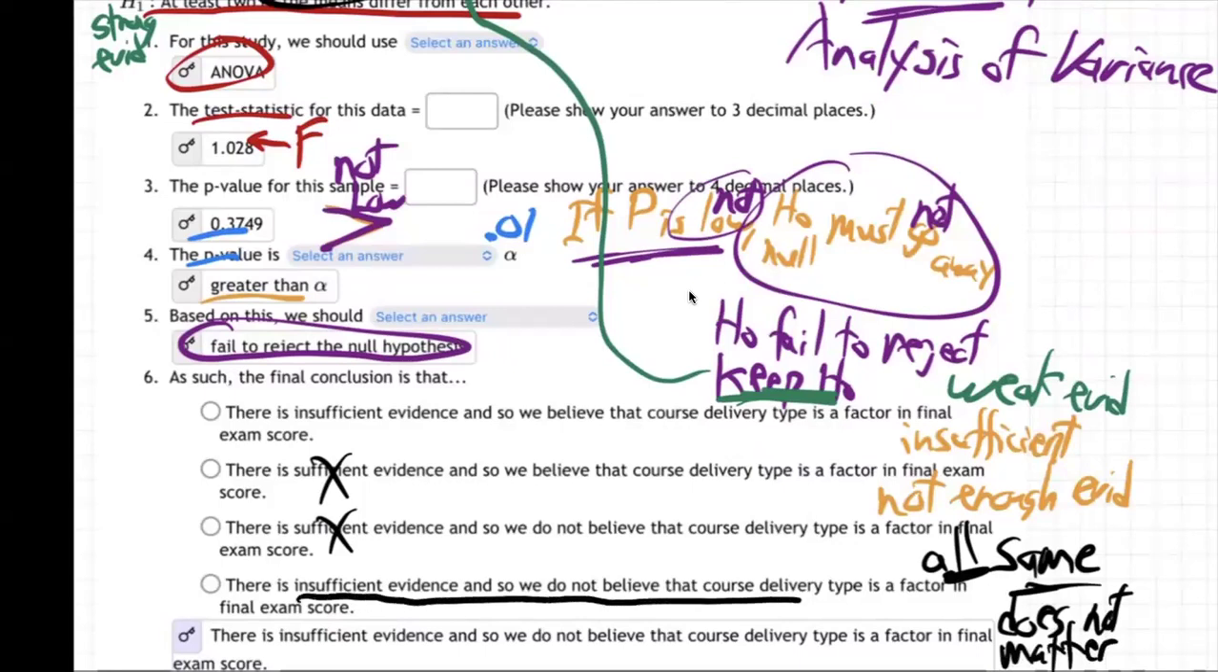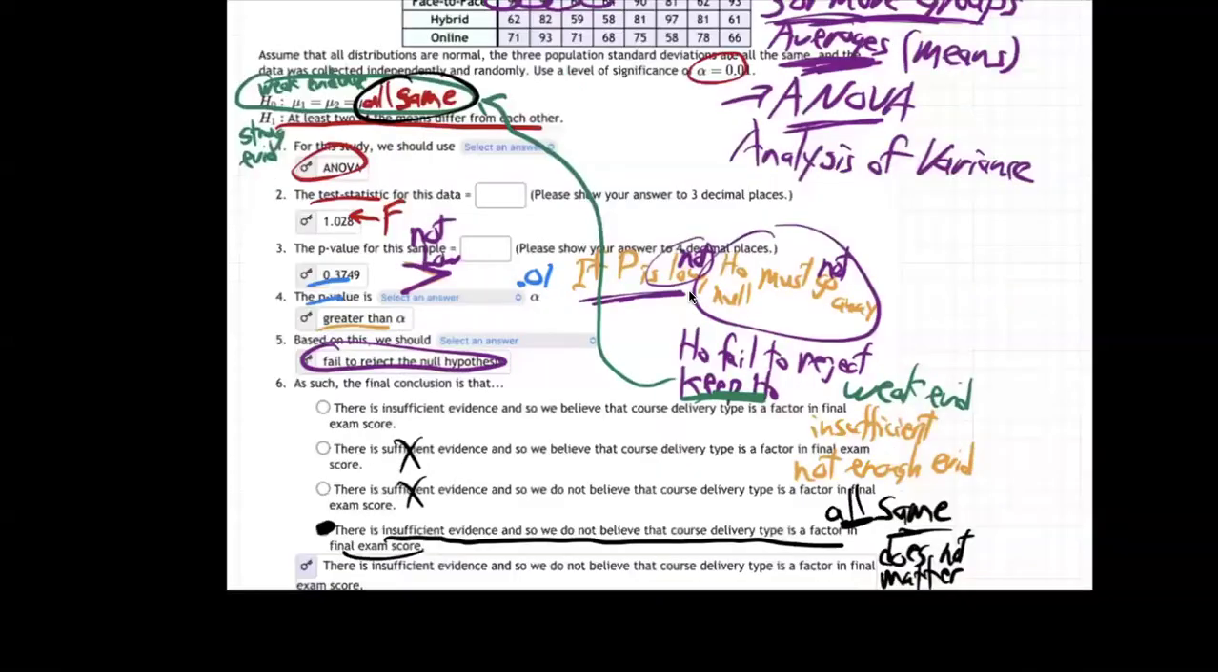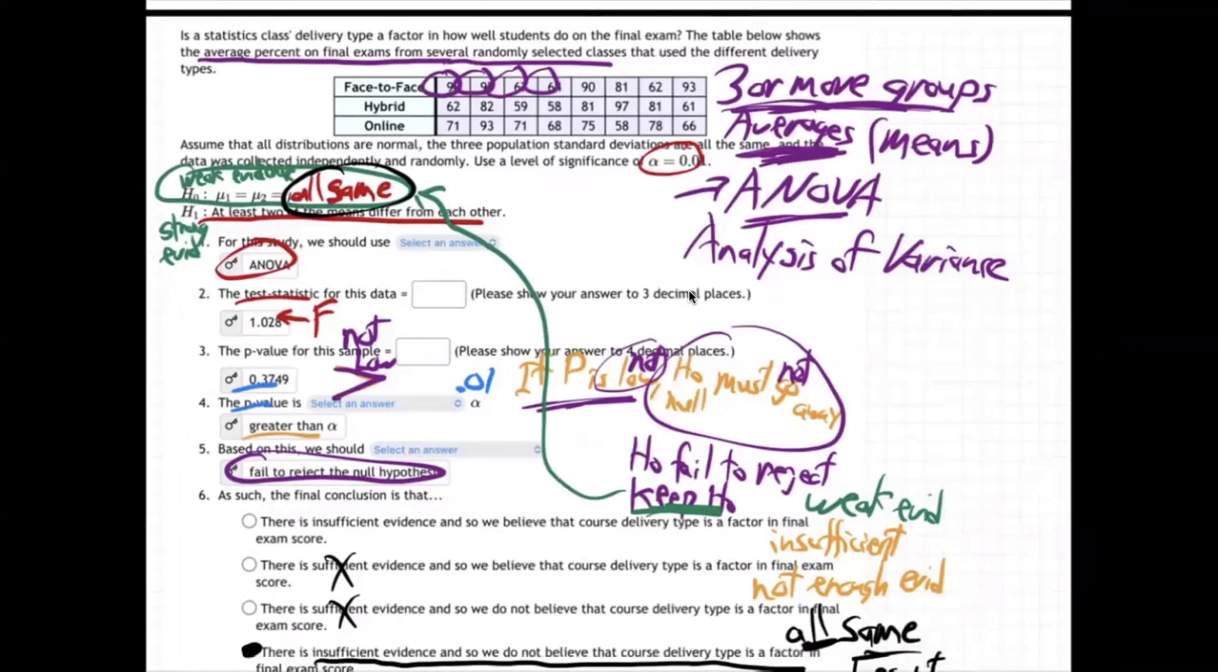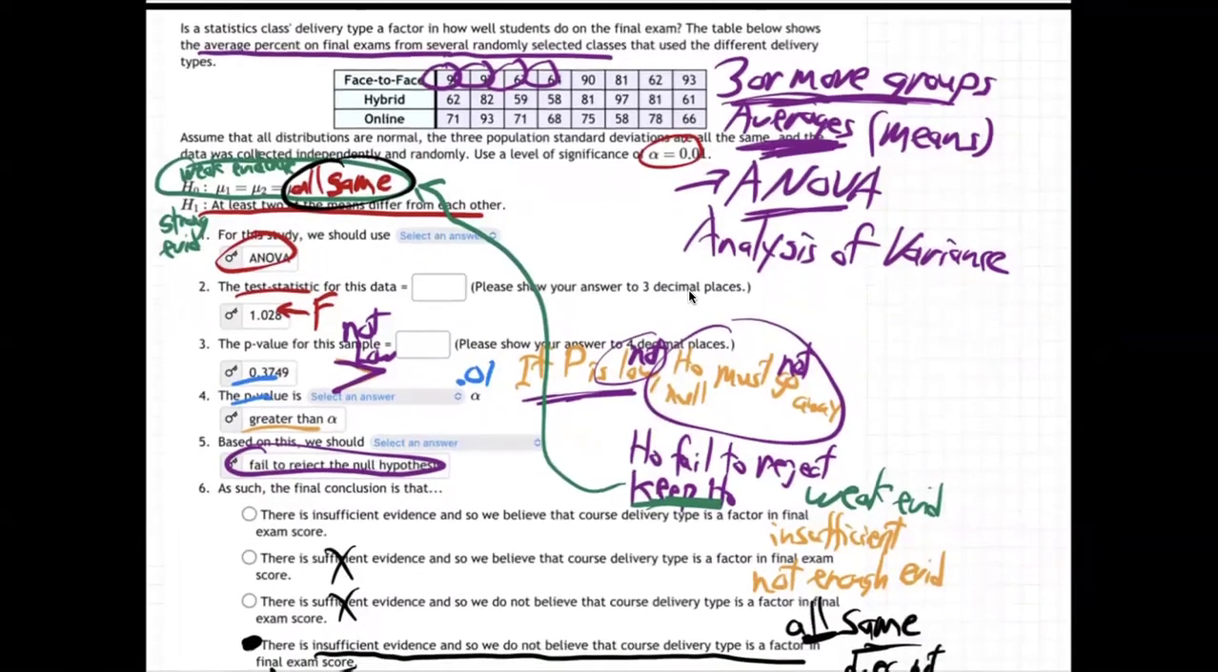So we do not believe the course delivery type is a factor. It's not a factor. It doesn't matter. It doesn't change anything. Has no effect because they were all the same. If they're all the same, then it doesn't matter which way you're taking them. And so there we go. That's one way ANOVA.